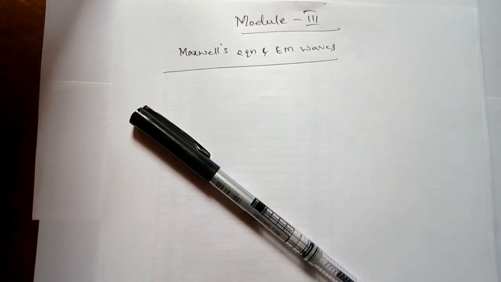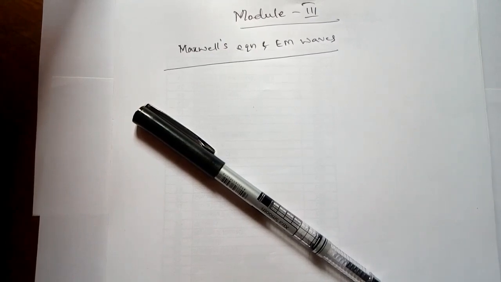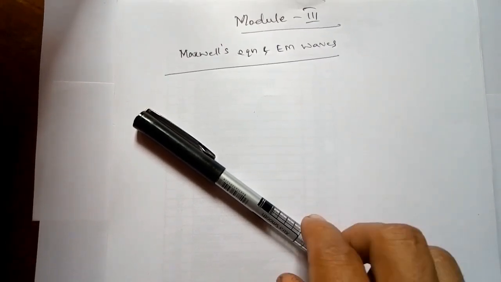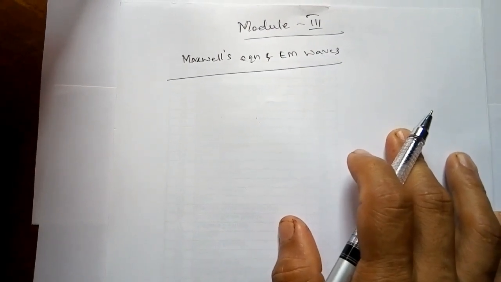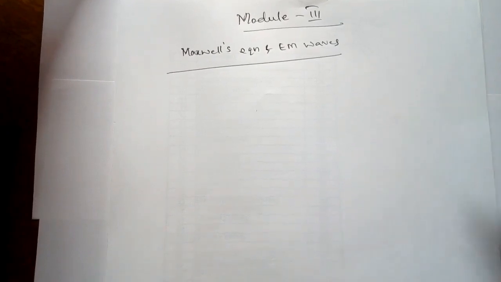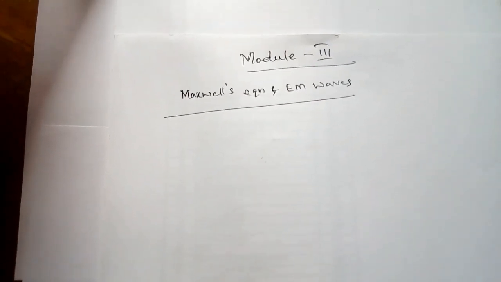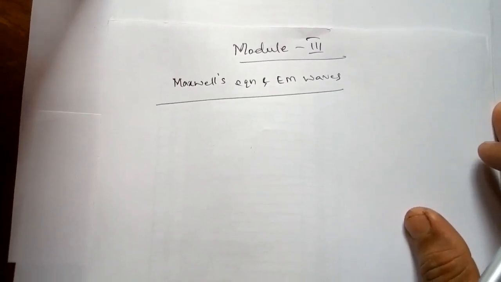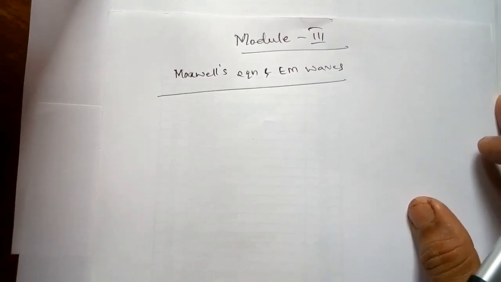Hello students, welcome back to the new video lecture on the topic Maxwell equation and electromagnetic waves. Before the lockdown we started this module and discussed Maxwell equation and electromagnetic waves. We had already come up to the Gauss divergence theorem, but anyway we stopped there.